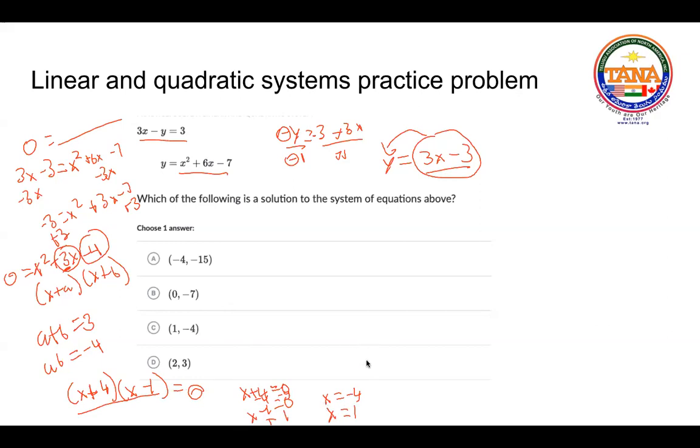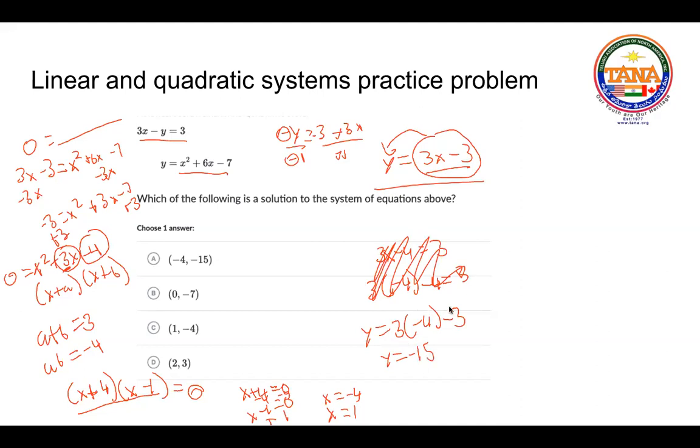And now you need to calculate the y terms. So you have 3x minus y equals 3. So you plug in 3 times -4 minus 4 equals 3, I believe. Or wait, what am I doing? You get the isolated term. So you have y equals 3 times -4 minus 3. And that turns into -15. 3 times -4 is -12, minus 3 is -15.